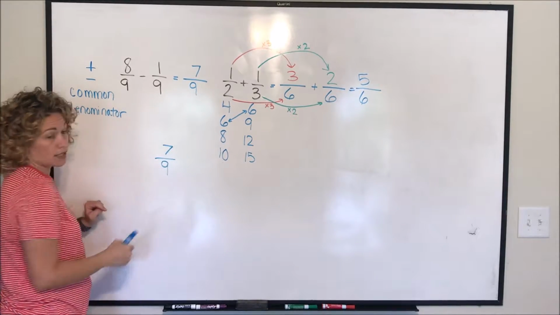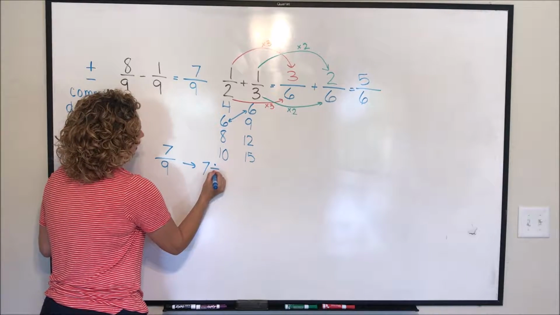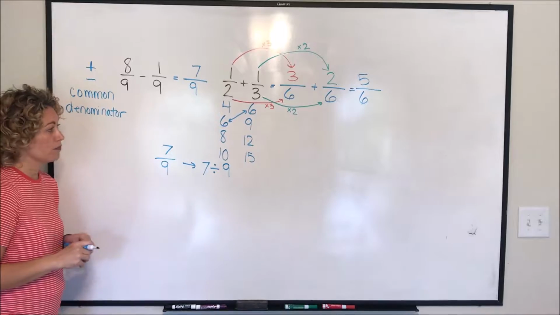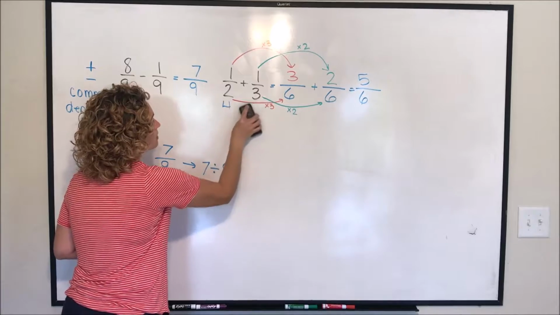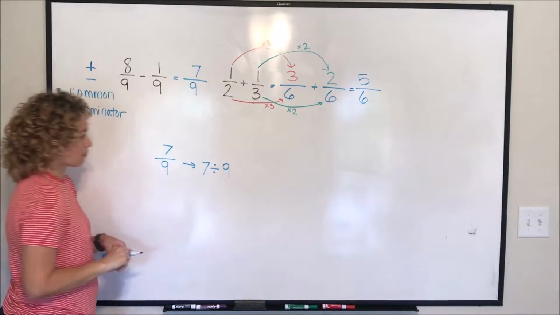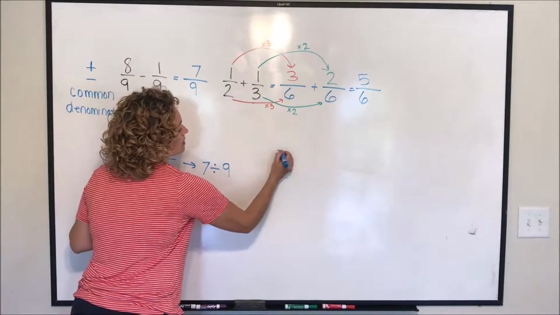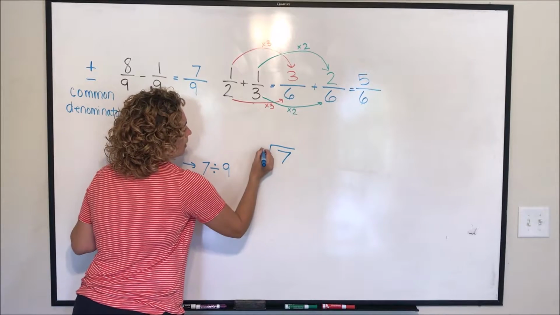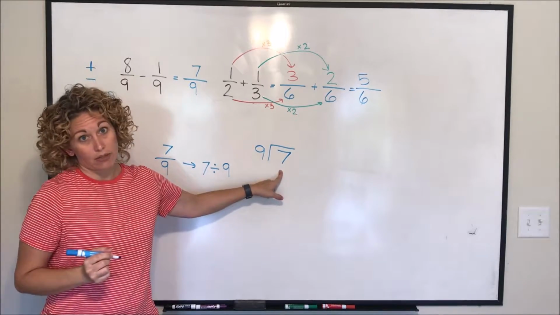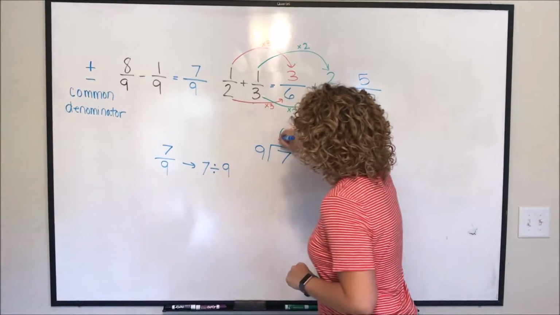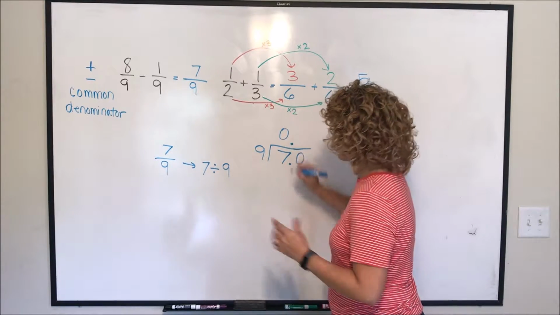We know this says 7/9, or this really means 7 divided by 9. To find our decimal, we need to know that fact so that we can set up a division problem. This says 7 is being divided by the 9. Now, does 9 go into 7? No. So we're going to put a 0, add a decimal and another 0, and bring that decimal up.